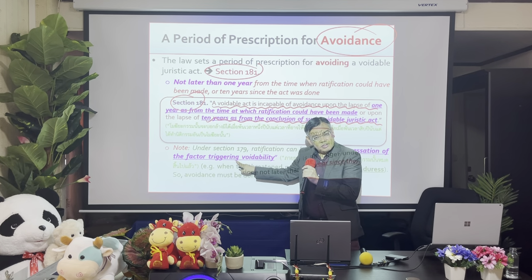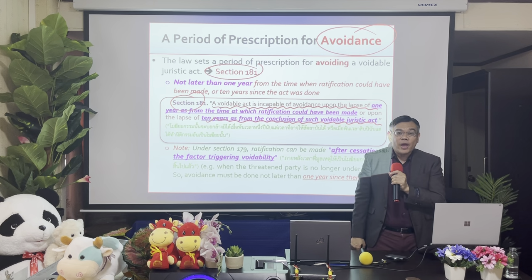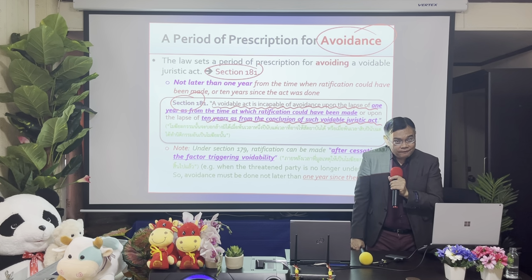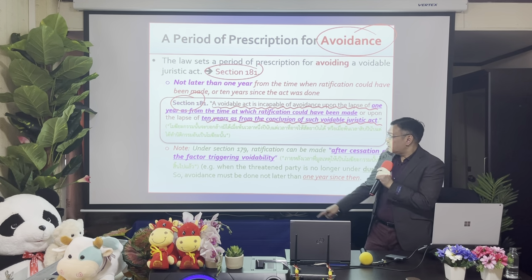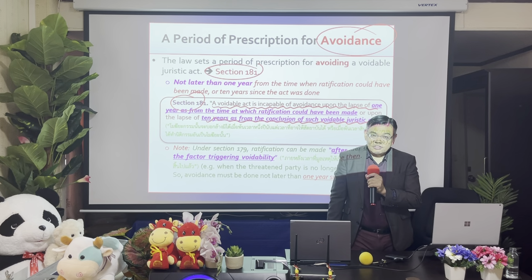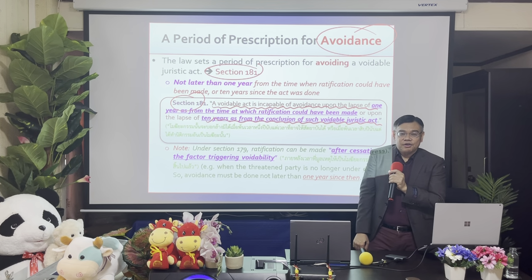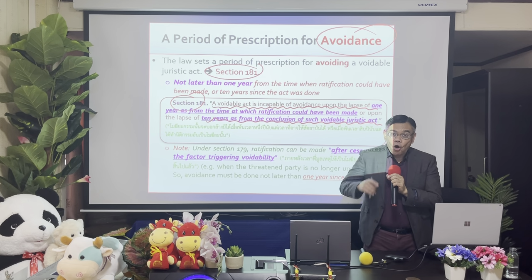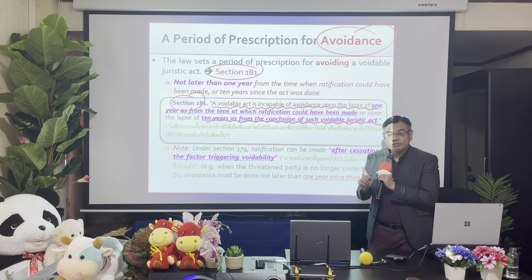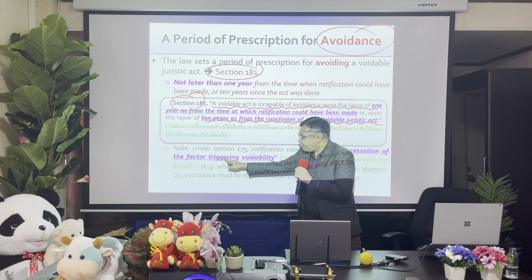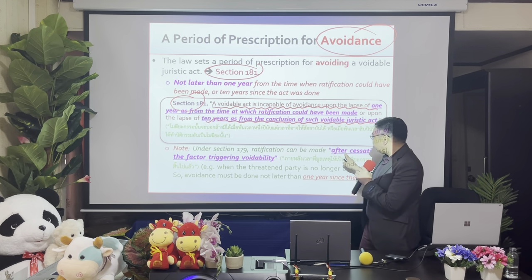The factor which triggers this voidability is the threat. So when A is no longer under threats, that means the factor which triggers this voidability just ceases to exist. When there is no more threat between A and B, from that point of time, A can just ratify this contract, because the factor which triggers voidability has ceased to exist.